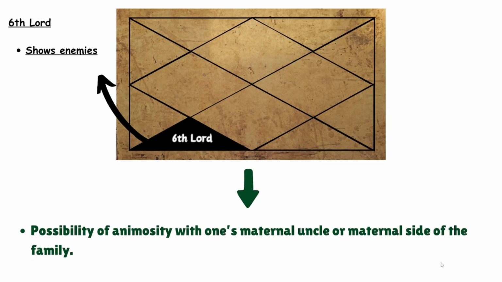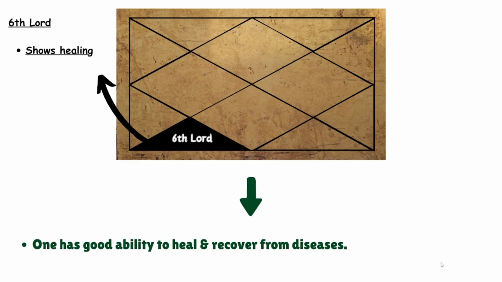But apart from that, sixth lord also shows your maternal uncle. So with this placement, there is also a possibility of animosity with one's maternal uncle or with the maternal side of the family. Now sixth lord is also the lord of healing. So this is also a good placement. If some person gets diseases, then one also has the good ability to heal, to recover and gain that immunity back, and to recover from the diseases.